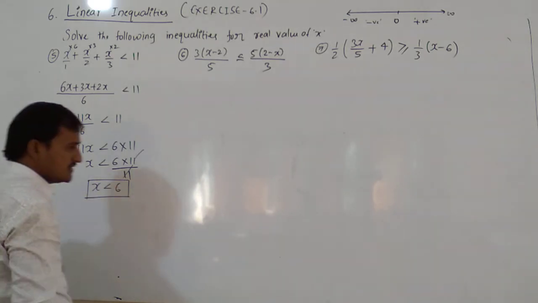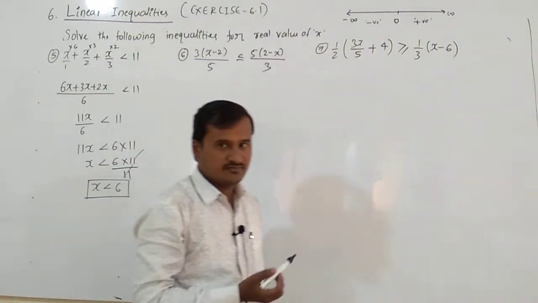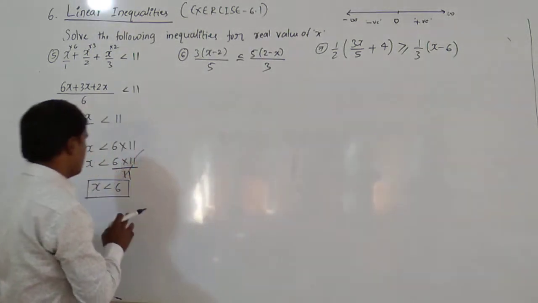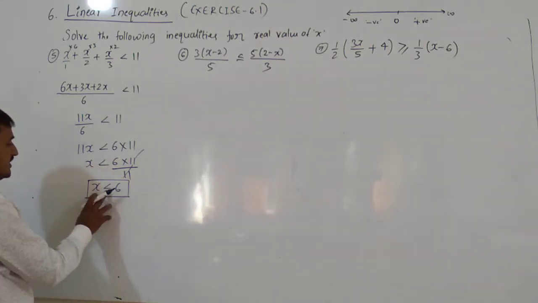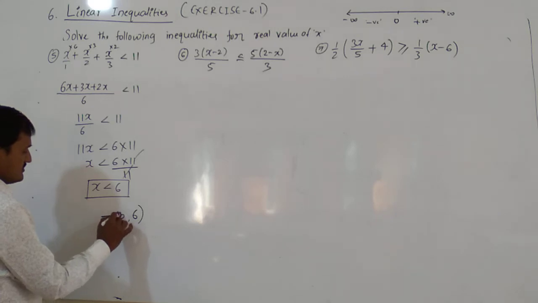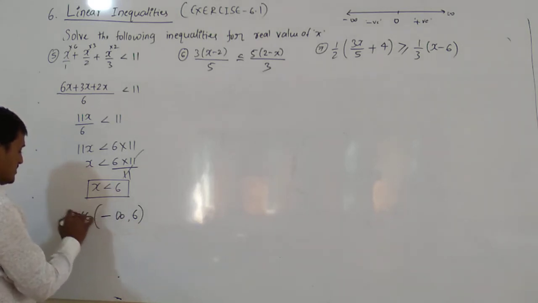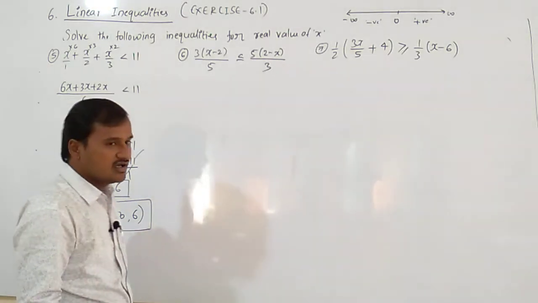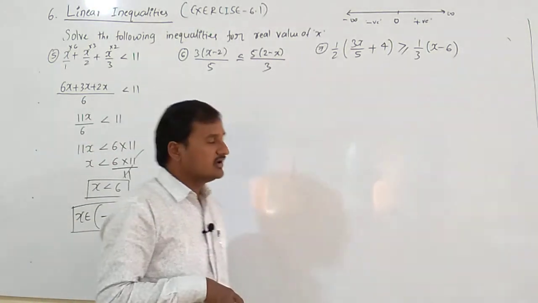What are the real numbers less than 6? 5, 4, 3, 2, 1, right, up to minus infinity, and less than means you should write the open interval up to minus infinity. X belongs to the open interval. Whenever minus infinity is there, you should write open, right.